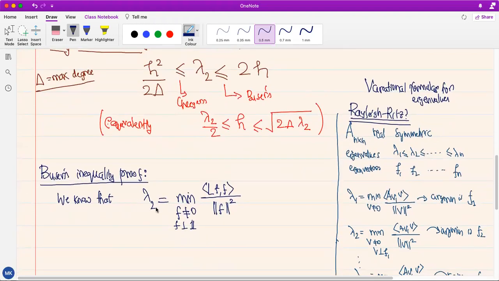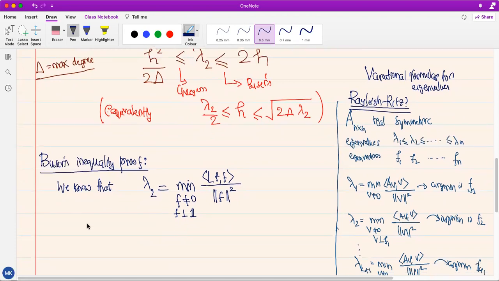What is the use of this? How do I get upper bounds for lambda 2 using this? How is this helpful in getting upper bounds for lambda 2? Anyone? Some particular f. Yeah, any f you take will give you an upper bound. So for any f perpendicular to 1, f not equal to 0, lambda 2 is less than or equal to the inner product of Lf with f divided by norm f squared.